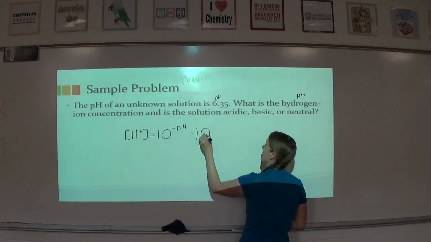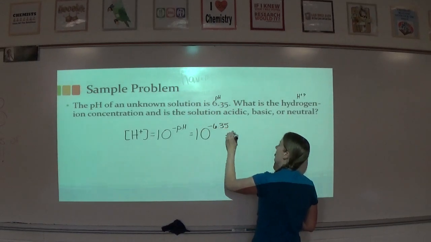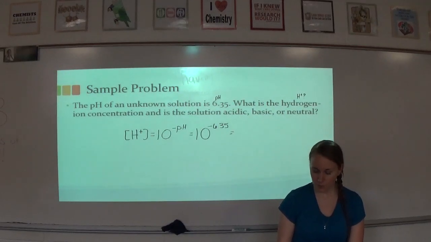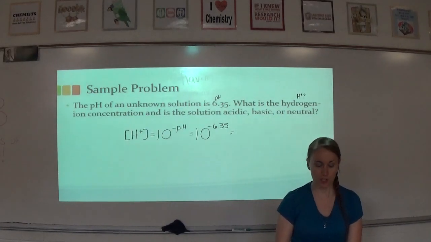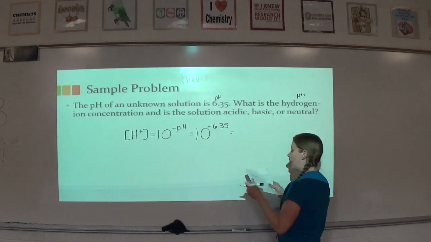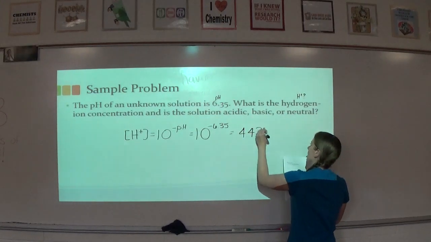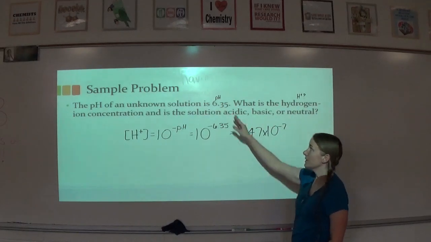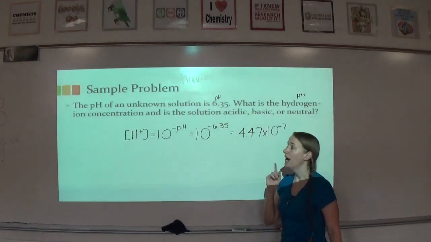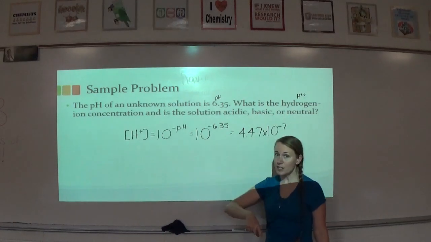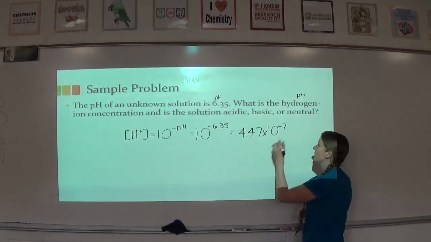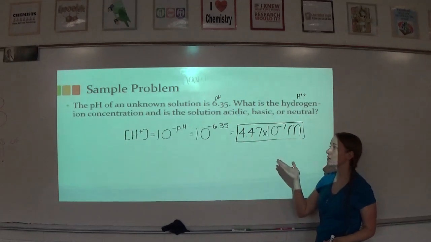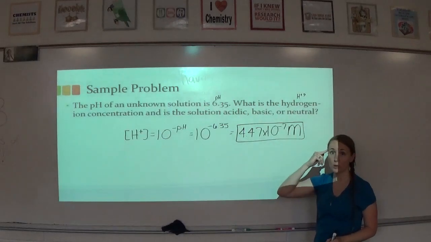So then I would say, okay, well 10 to the negative 6.35, and remember that's not subtracting, that's raising it to a negative power. Once I do that, I get 4.47 times 10 to the negative 7. Now, I did not give you a unit because I gave you pH, which is unitless. However, whenever you solve for concentration of H+ or OH-, the unit is always molarity. So you're going to have to remember to put that molarity there. Like nothing I give you is going to make you think molarity.